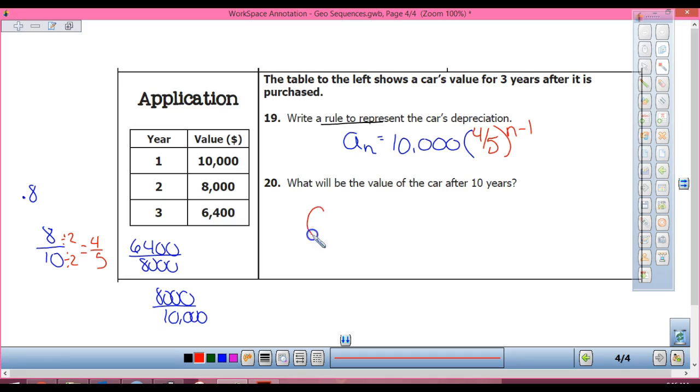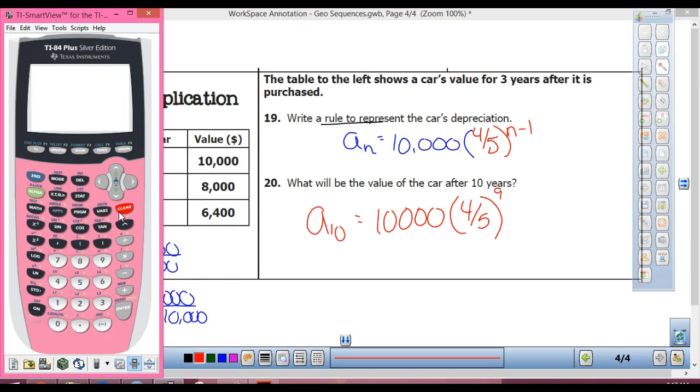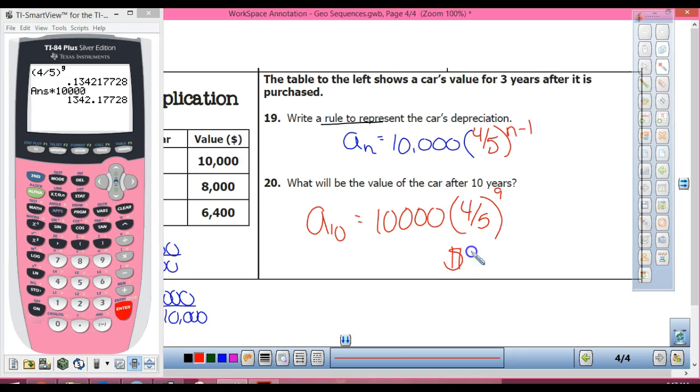Okay, so after 10 years, so a sub 10 equals 10,000 times 4/5 to the 9th. Good. So we gotta go 4/5 to the 9th power times 10,000 gives us, how much is my car going to be worth? $1,342.18. I want that extra penny. It'll rip me off.